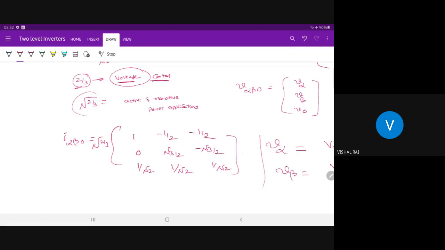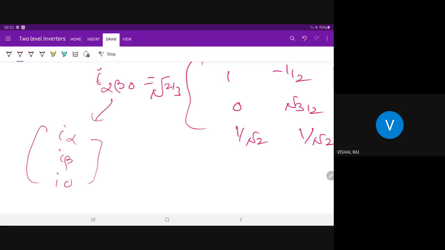And you have this I ABC. Okay, it's clear. So I ABC means it's a column matrix: IA, IB, and IC. So generally this is a column matrix, and so are I alpha, I beta, and I zero. Clear? It's a column based matrix.